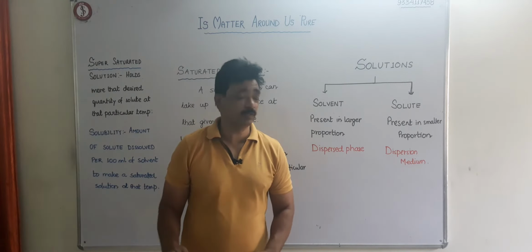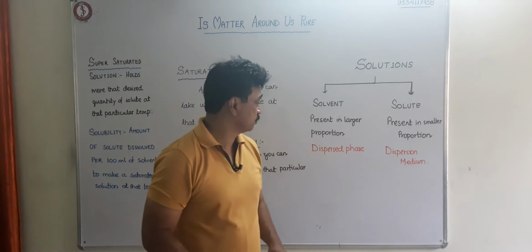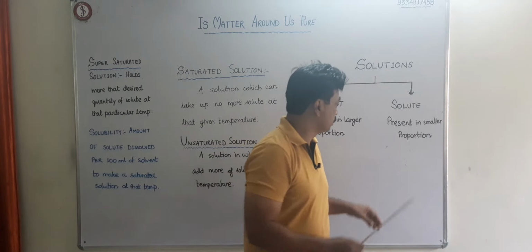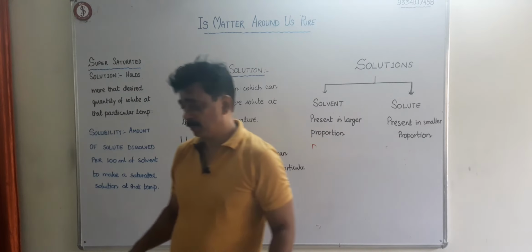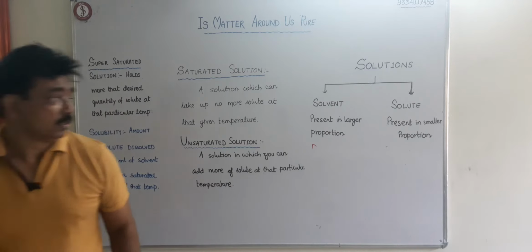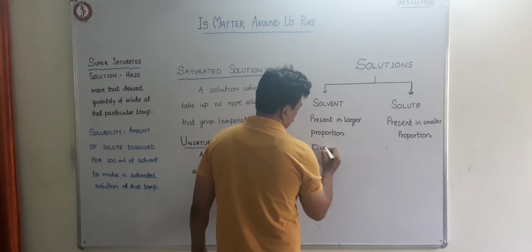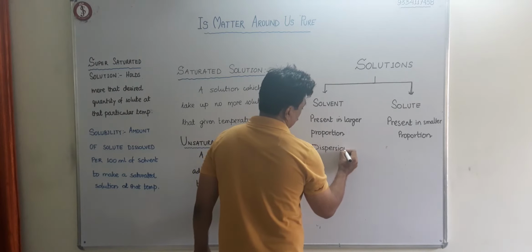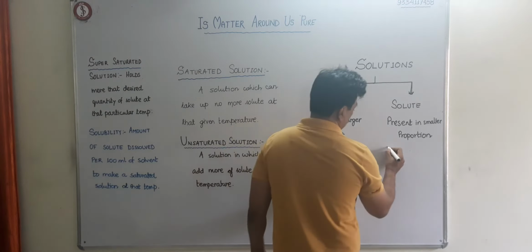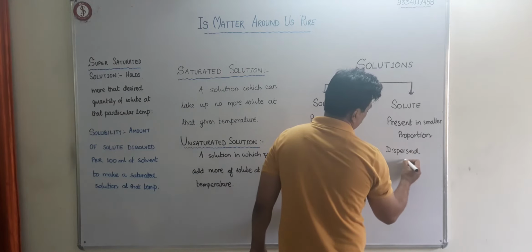So here water is the solvent, and a solute that is present in a smaller proportion is known as solute. Now I just rubbed that off because it was written opposite. Solvent is called the dispersion medium, where the solute particles are dispersed, and the solute is called the dispersed phase.